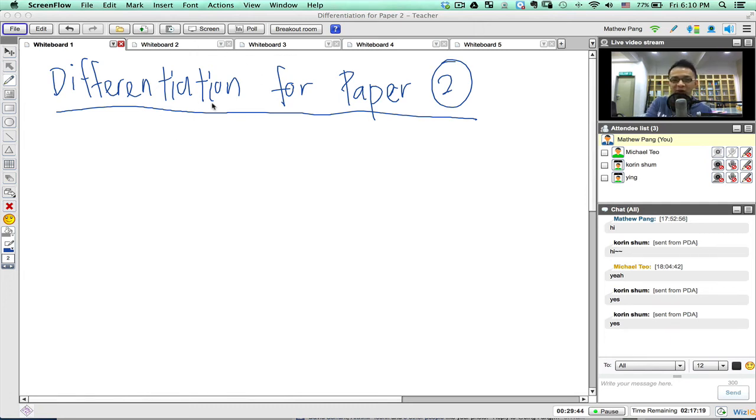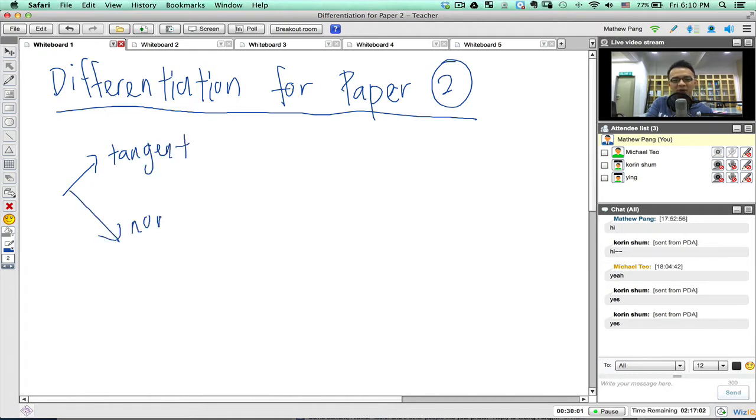Alright, so today we're going to discuss differentiation for paper 2. Basically, differentiation for paper 2, especially in SPM, you need to focus on two things. One is, what's the meaning of tangent? And the second one is, what is the meaning of normal? Because in paper 2, you will always see something like tangent and normal. Okay, so you have to understand.